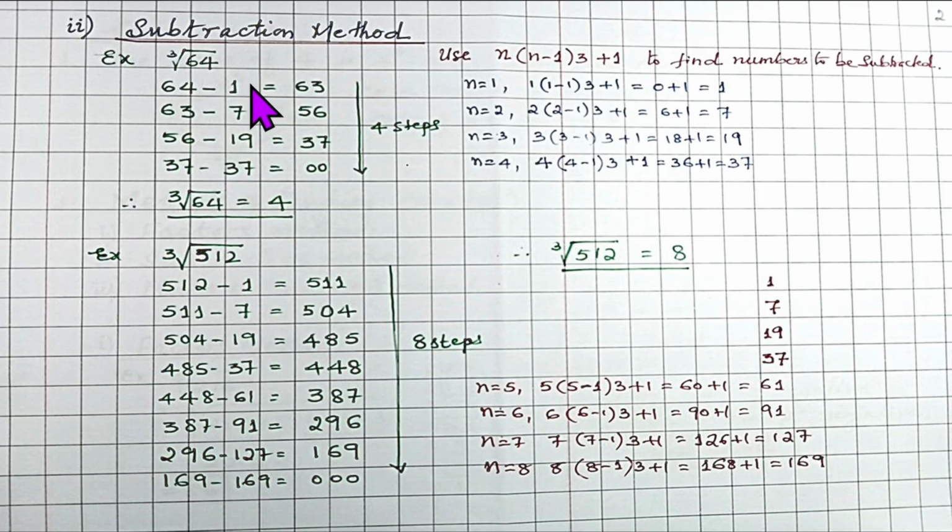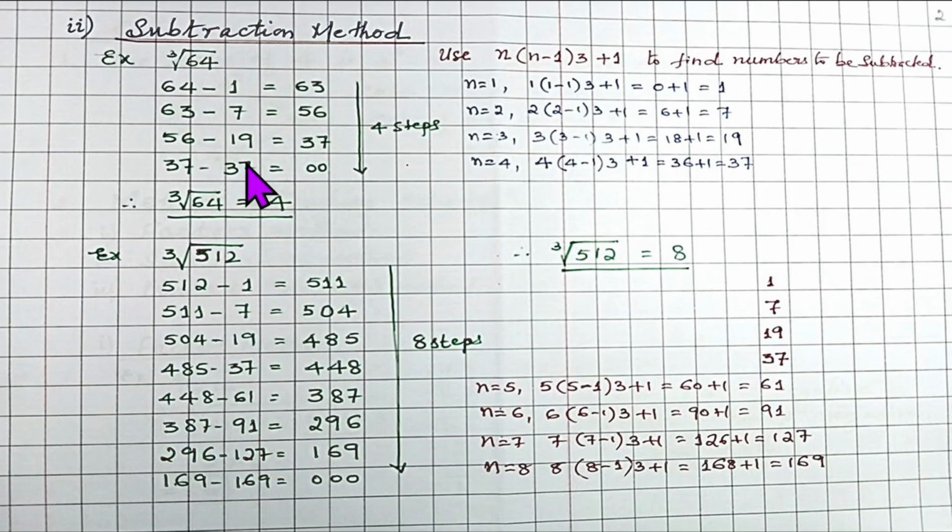Now, for example, if I want to find the cube root of 64 by the subtraction method, from 64 I have to subtract the first odd number, that is 1, and I get 63. The second odd number is 7, and from 63 minus 7, I get 56. From 56 I have to subtract 19, and then I get 37. From 37 I have to subtract 37, I get the remainder as 0. I have gone 4 steps down, and therefore the cube root of 64 is 4.